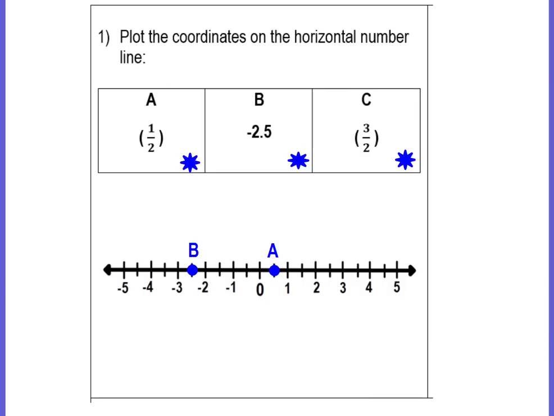And then looking at point C, 3/2, this is an improper fraction. There's a couple of ways you can think about this. Since you know the lines are going by halves, you can start at 0 and move over 3/2. So this would be 1/2, 2/2, 3/2, or you could change this to a mixed number. This is really 1 1/2. So point C would be located right here on the number line.